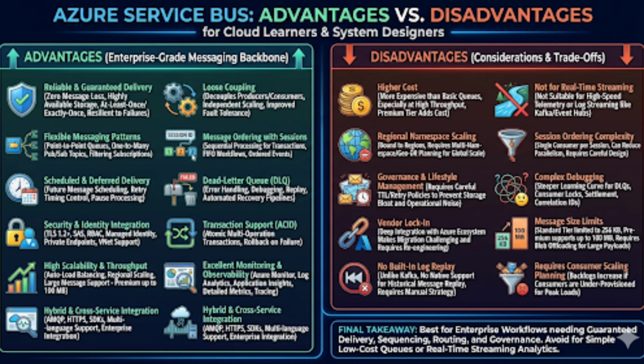5. Scheduled delivery and message deferral. Azure Service Bus allows scheduling messages for future delivery using ScheduledEnqueueTimeUtc. This supports reminders, delayed workflows, time-based triggers, appointment notifications, retry timing control, and deferred job execution. Message deferral enables consumers to pause processing temporarily and retrieve the message later using its sequence number without losing it.